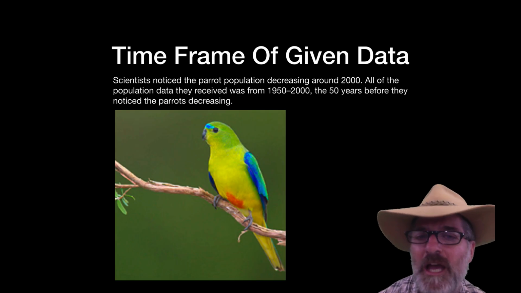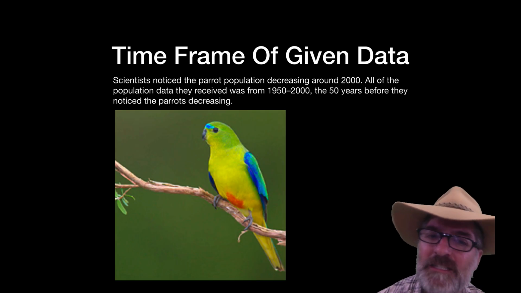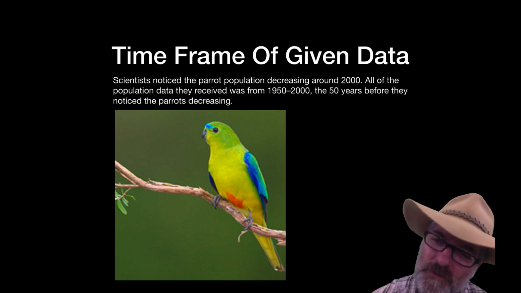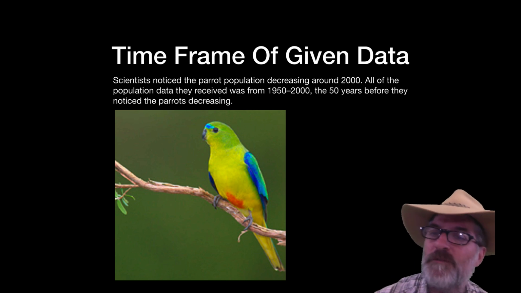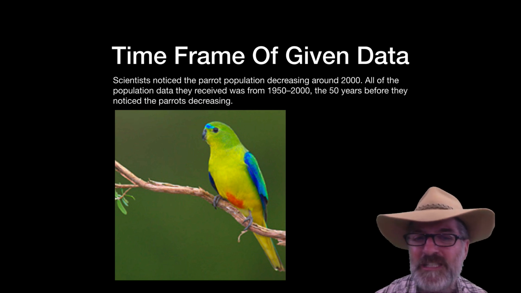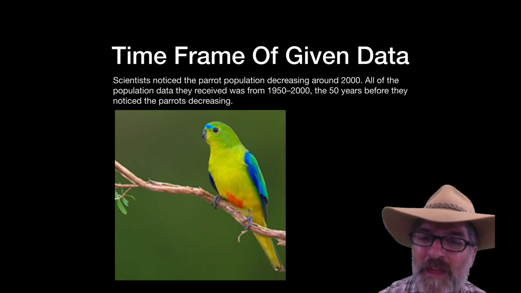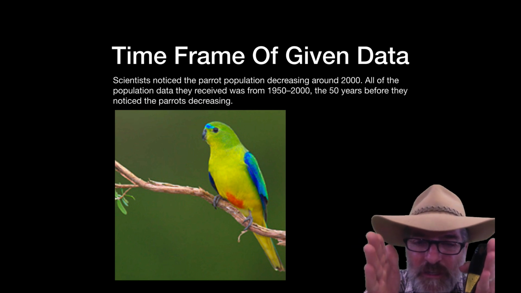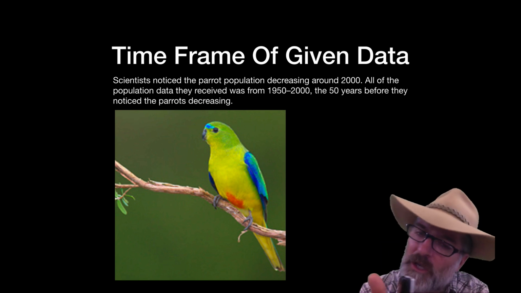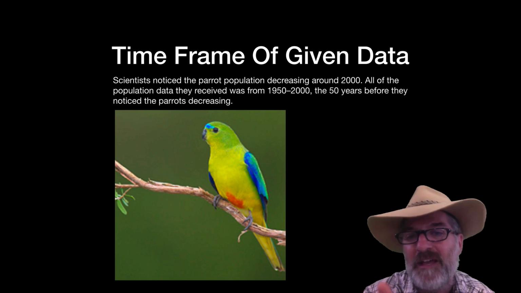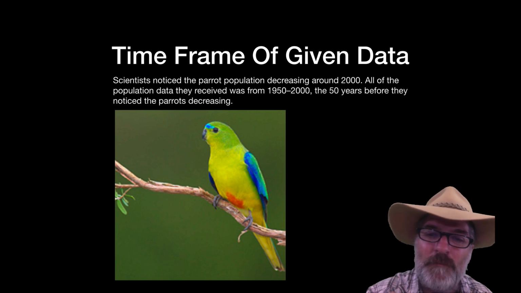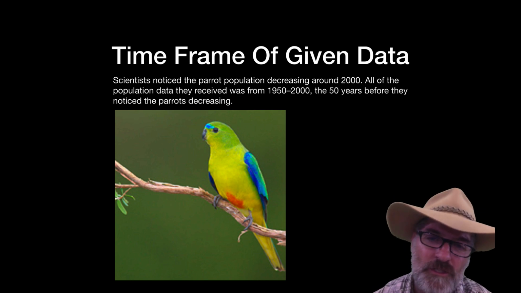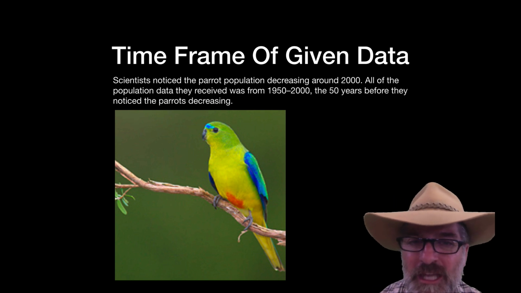Now I'm going to give you a time frame here of the data. Scientists have noticed that the population has been decreasing. They started realizing about in the year 2000 that the population of these parrots started going down. All of the population data was received from 1950 to 2000. So 50 years before they noticed the parrots were decreasing. So in the year 2000, they noticed the parrots were decreasing. But all of these cards that you're going to be looking at, these evidence cards, the data was collected from 1950 to the year 2000. So keep that in mind when you're trying to rank and judge the evidence here.